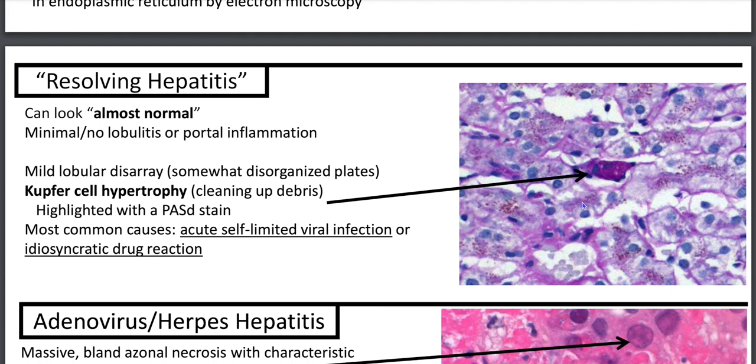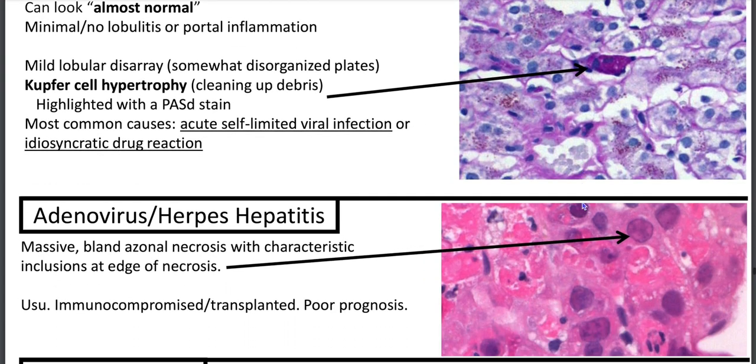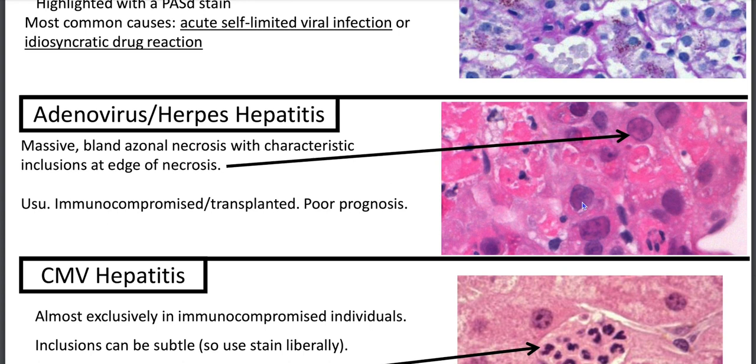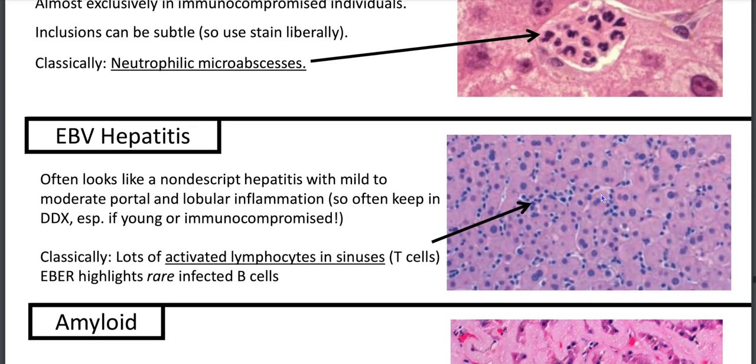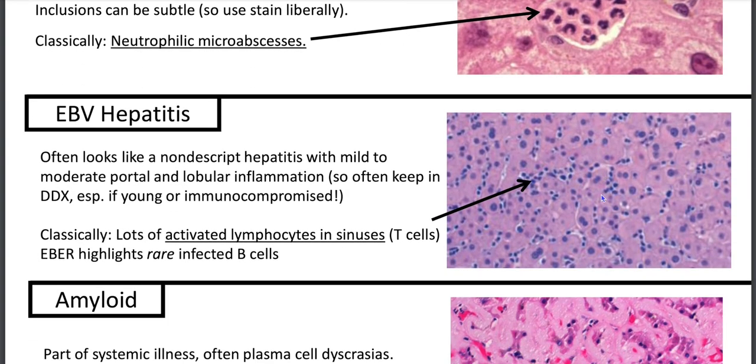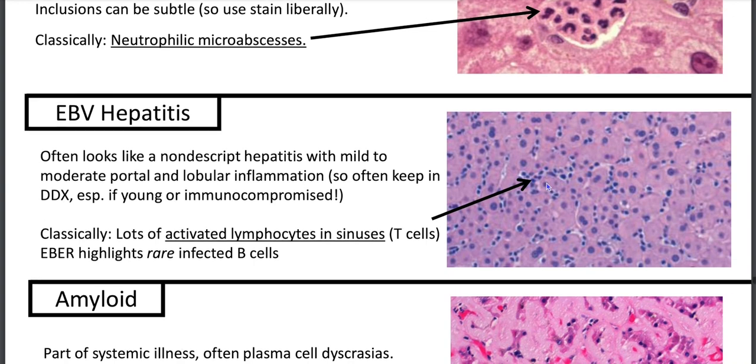Resolving hepatitis looks almost normal, some lobular disarray, Kupffer cell hypertrophy. Adenovirus or herpes hepatitis, massive bland azonal necrosis with inclusions at the edge of the necrosis. CMV hepatitis, almost exclusively in the immunocompromised. Look for your neutrophilic microabscesses. EBV hepatitis, nondescript hepatitis, lots of activated lymphocytes in the sinuses. And EBER highlights rare infected B cells. Be suspicious. Look for your demographics of young or immunocompromised.